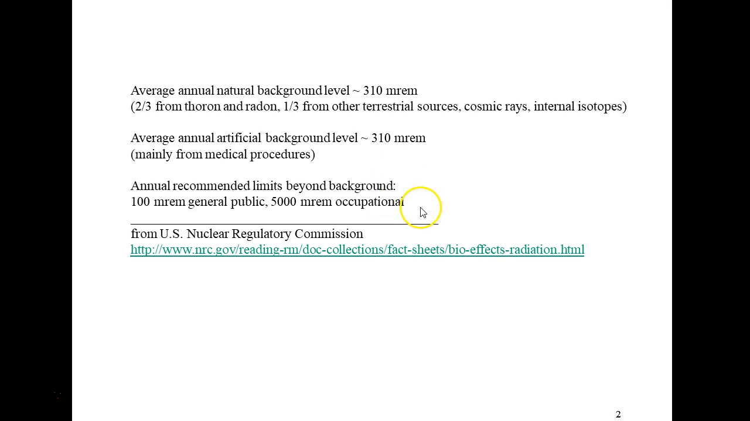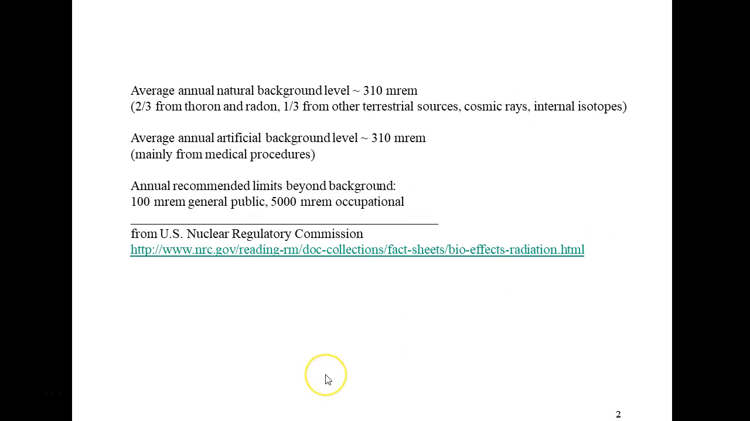Now, what are recommended limits beyond background? It's roughly 100 millirem for the general public in a year. And if you have a special occupation, like you're a uranium miner or nuclear power plant worker or work with nuclear medicines that are used to either treat cancers or for imaging, it's around 5,000 millirem for occupational limits. And these numbers are coming from the Nuclear Regulatory Commission. You can go to this link if you'd like to.